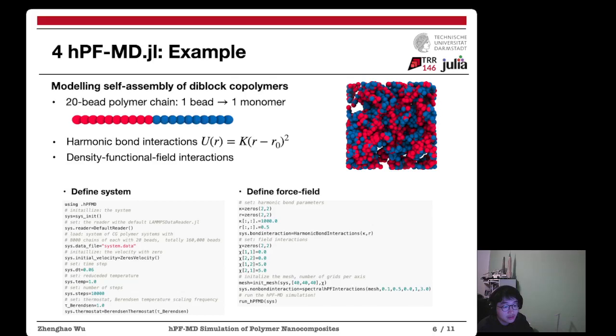Here are the input scripts for this hPF simulation of diblock copolymers. Specifically, we first need to define the system, such as the input file name, initial velocity, and so on. Then we need to define the force field to describe the simulation models. The detailed documents can be found on our GitHub page.